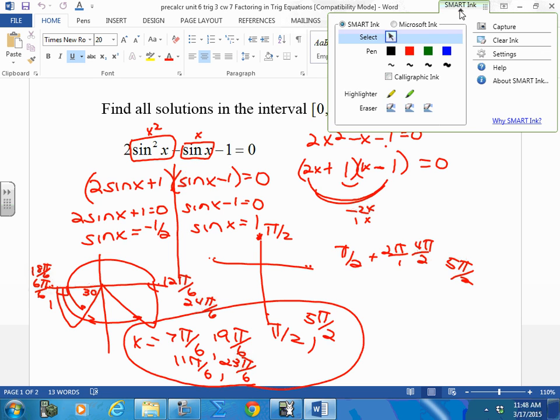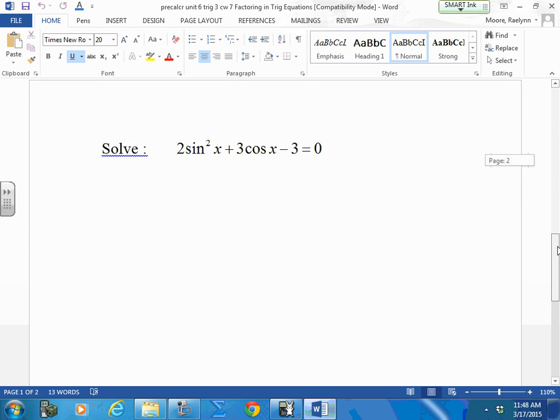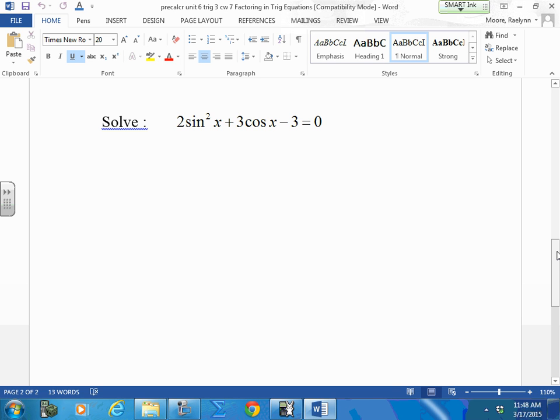Okay? One more. This one's a little tougher. This one, if I take this out and make this an x, I would have 2x squared. But I notice this is cosine. I have to make this a y. Could I factor something that has x and y's in it? Unless they both share something that I could take out. But they don't share the same term. So I have to find a way to substitute one of those sines or cosines.